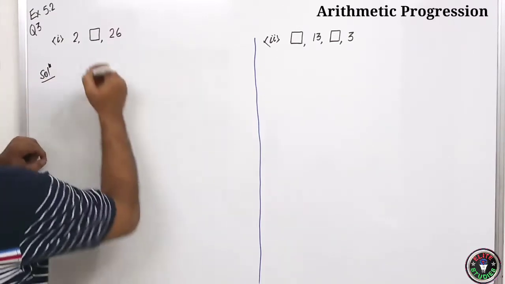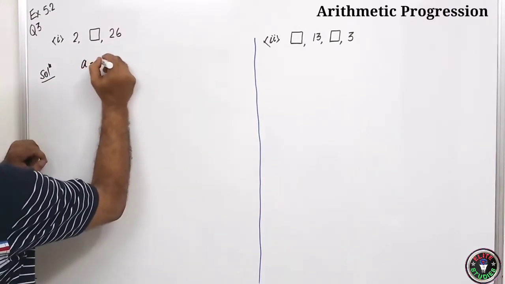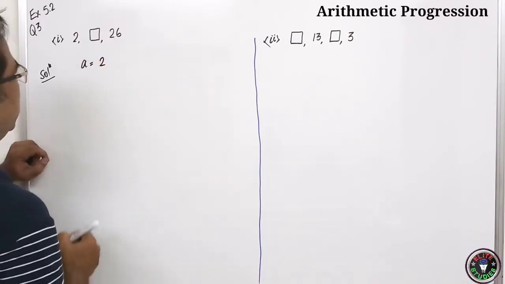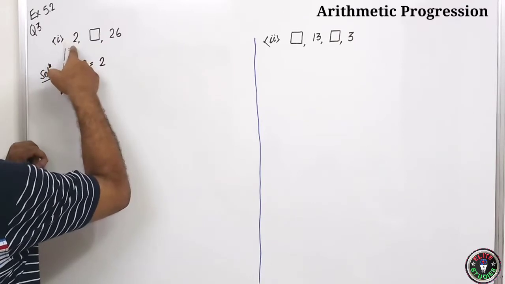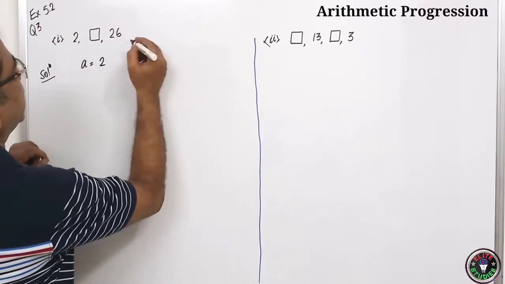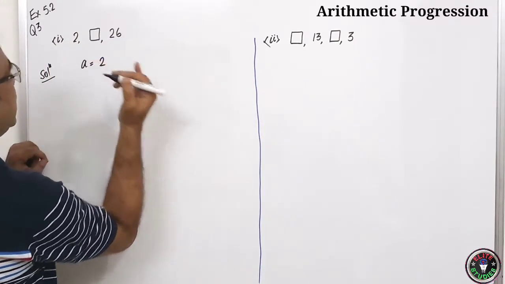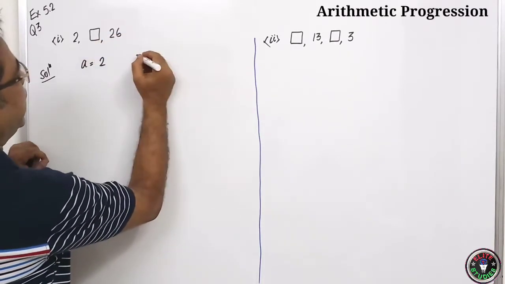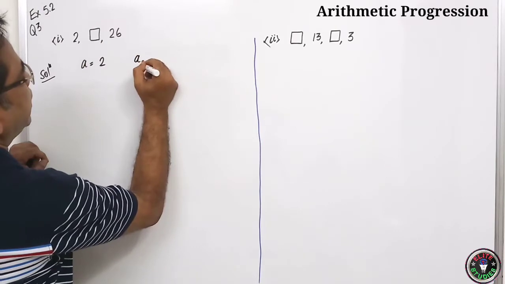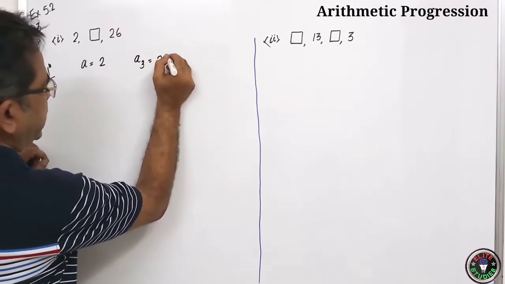Here A is 2, given, isn't it? And here it is A1, meaning A, the first term, second term, third term. This is A1, or you can say it's simply A. A is equal to 2. And here it is A1, A2, A3. A3 is equal to 26.